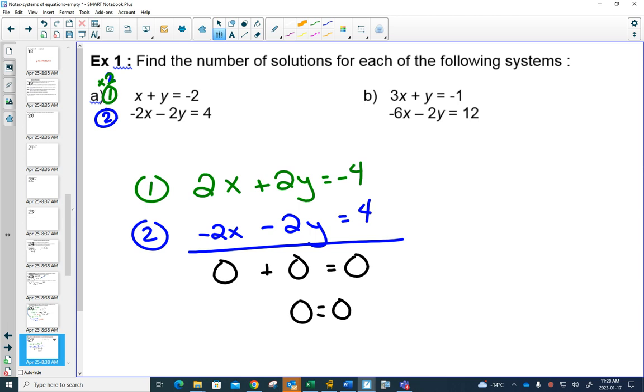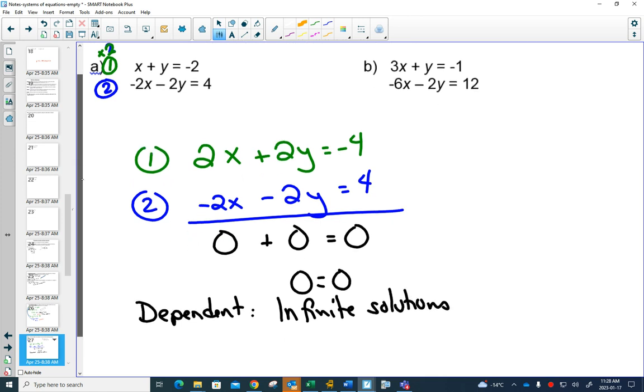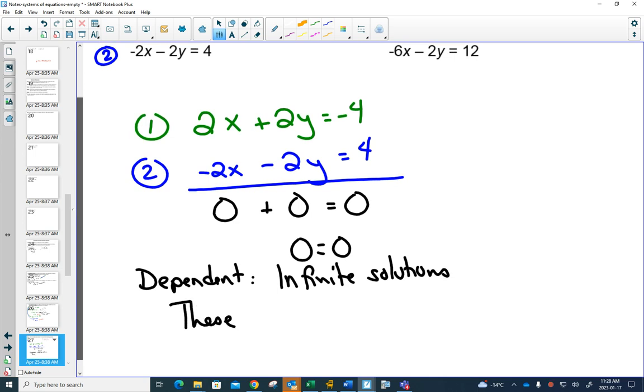Is this independent, dependent, or inconsistent? This one is dependent. Infinite solutions. They are the same line. The lines are identical. Yes.